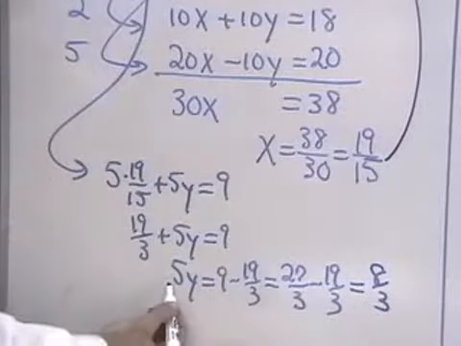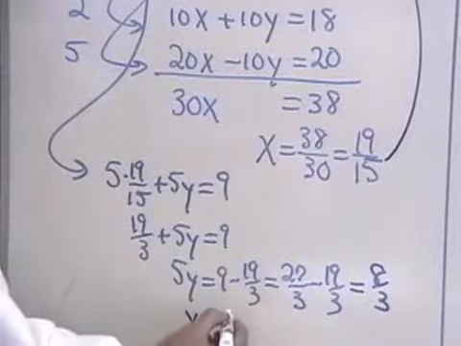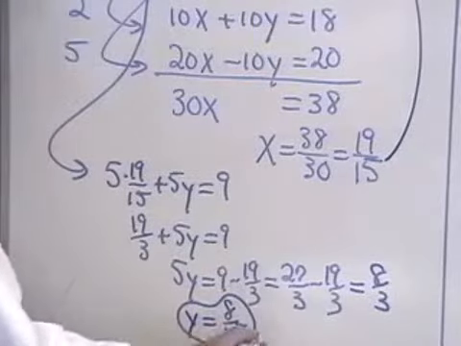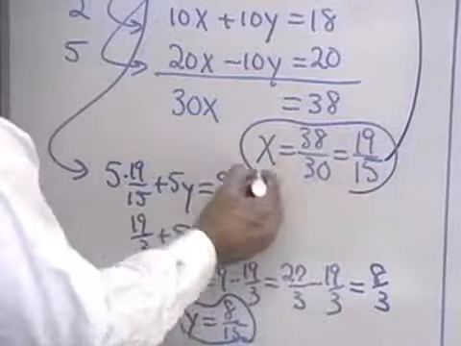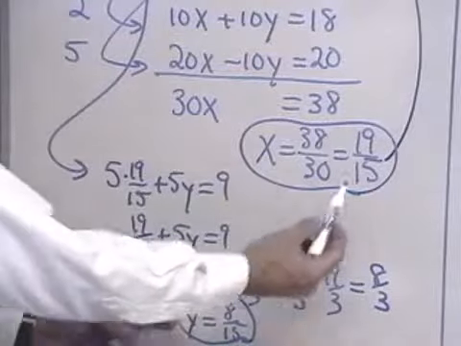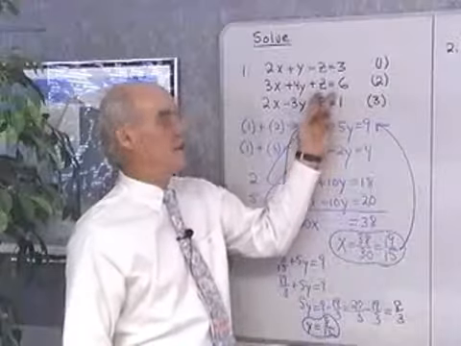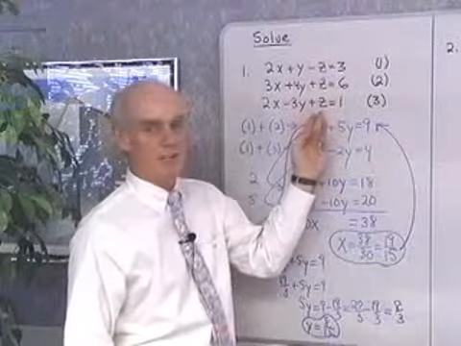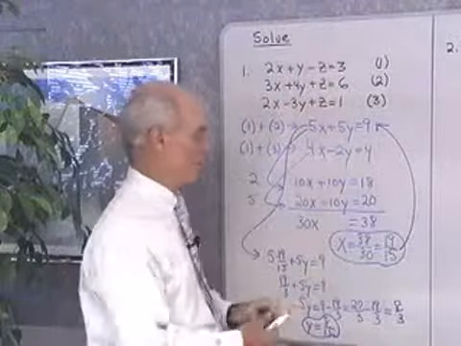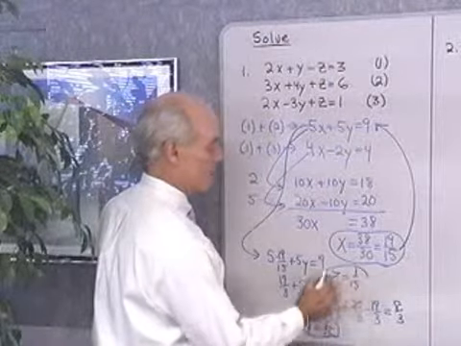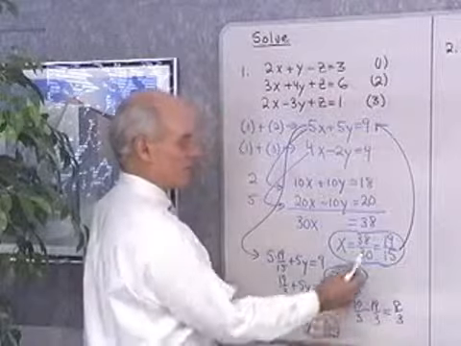I multiply both sides by 1/5, and I get y is equal to 8/15. X is equal to 19/15. Now, if I substitute 19/15 and 8/15 back into any one of these equations here, I can solve for z. It turns out when I do that, and I won't show the work, z is equal to 1/15. So you'll find z equal 1/15 when you back substitute here.